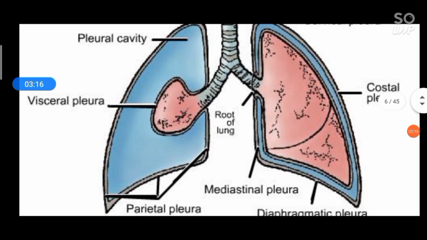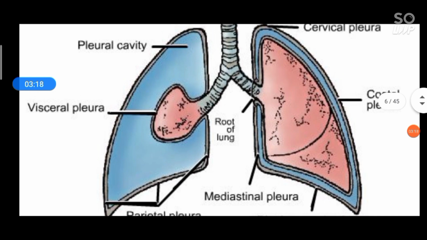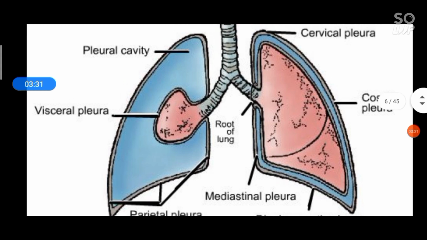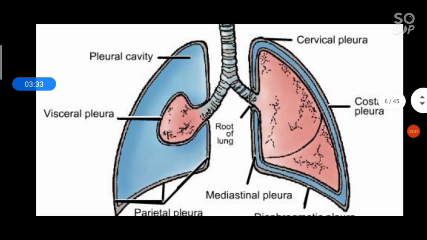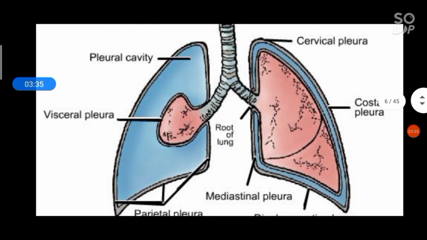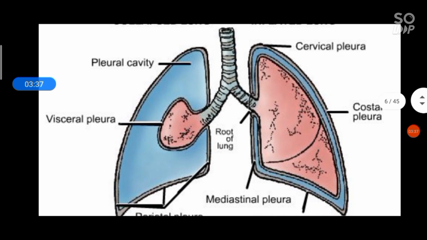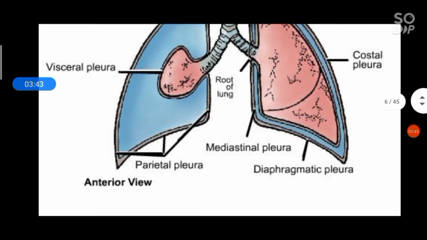The mediastinal pleura lines the corresponding surface of the mediastinum and forms its lateral boundary. It is inflated as a cuff over the root of the lung and becomes continuous with the visceral pleura. On the other side, you can see the collapsed lung. You can see here there is a pleural cavity between the visceral pleura and the parietal pleura.